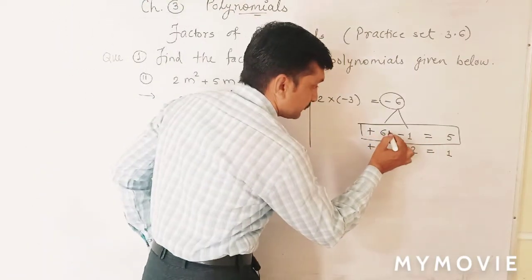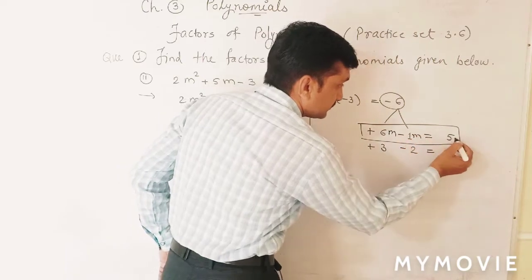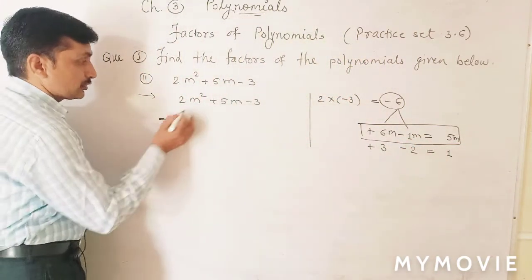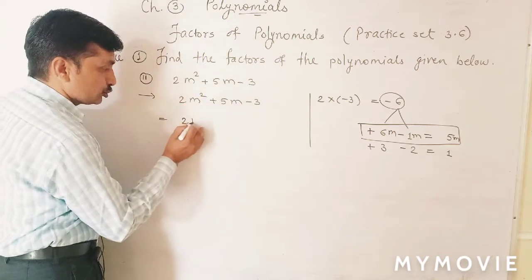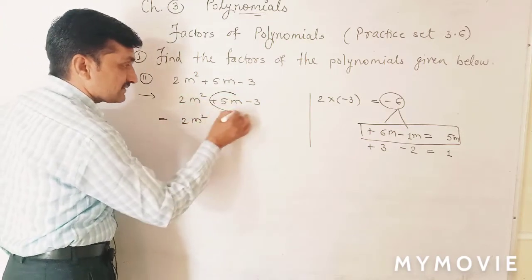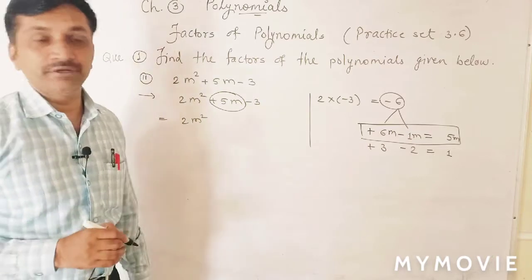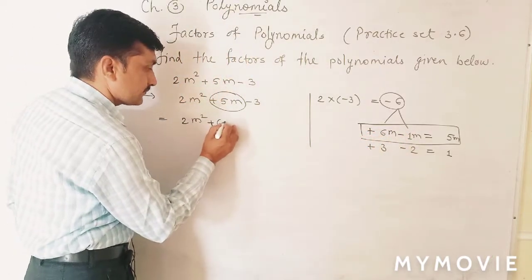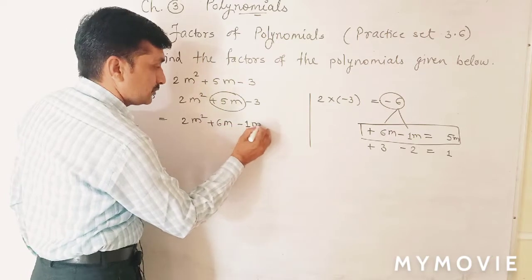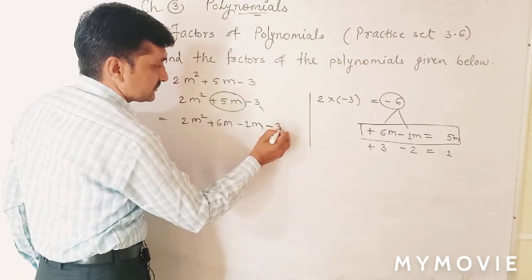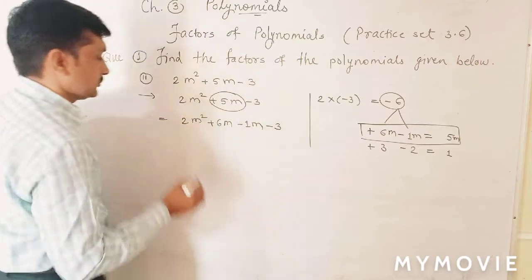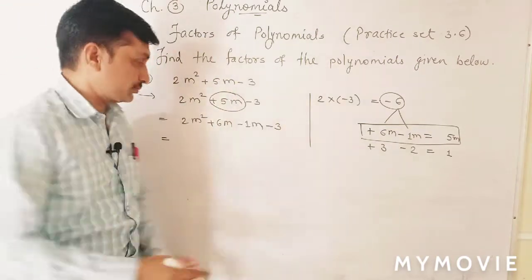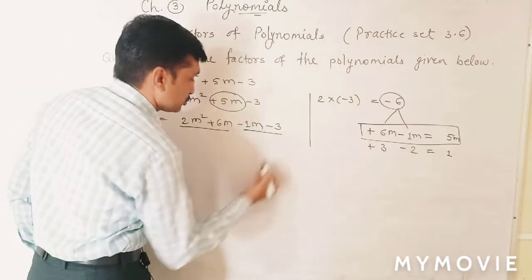Variable is m. If I write here m, here m, and here also m, is equal to, now first and last write as it is, 2m square, and replace the middle term by these two factors, plus 6m minus 1m, and the third from here as it is, minus 3. After this step, grouping: first group, second group.